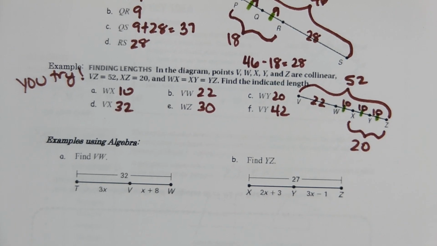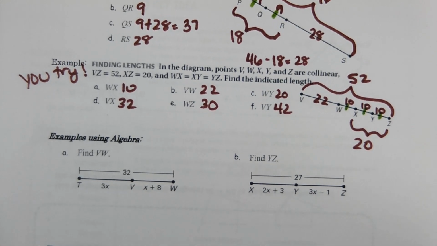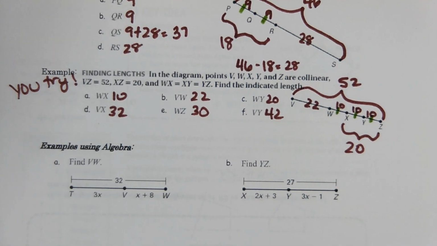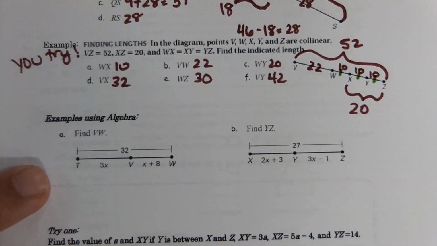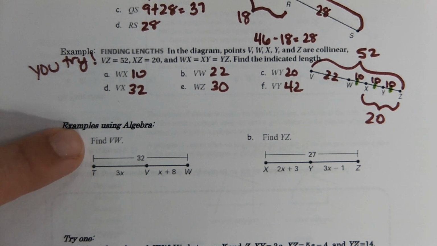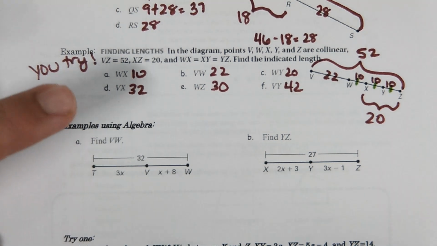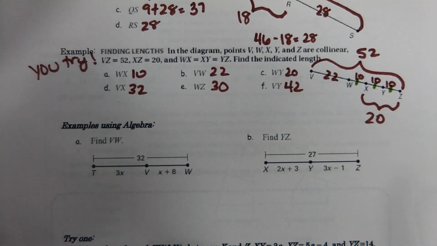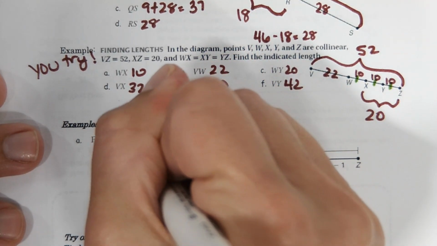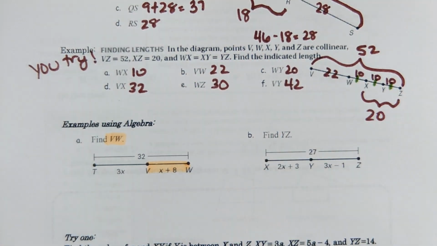Okay. The next, everybody good? Any questions? Got it. Okay, the next question, we bring in a little bit of algebra, which is cool. It says find VW. Let's see, VW right here. So identify VW, once the length of this.